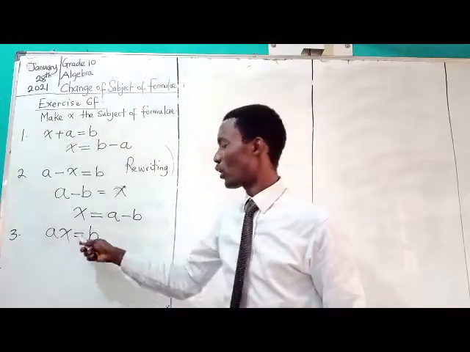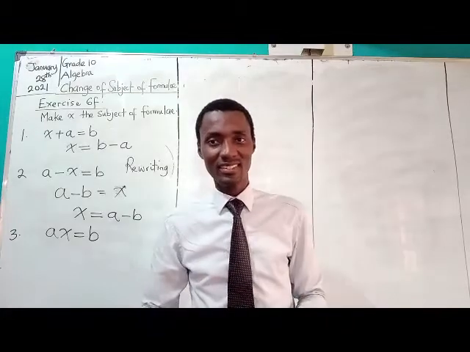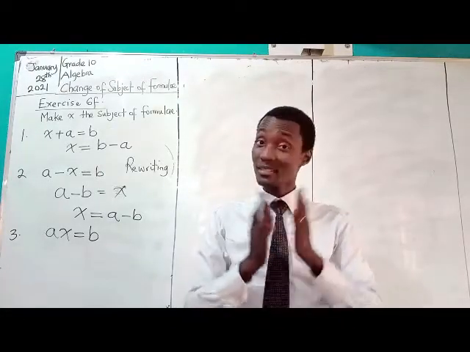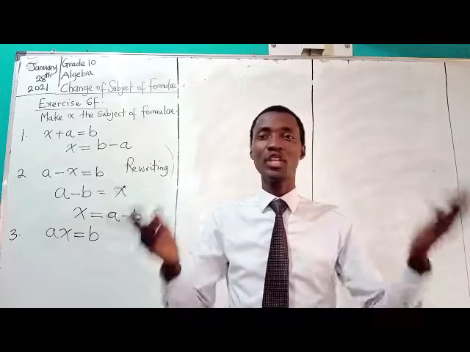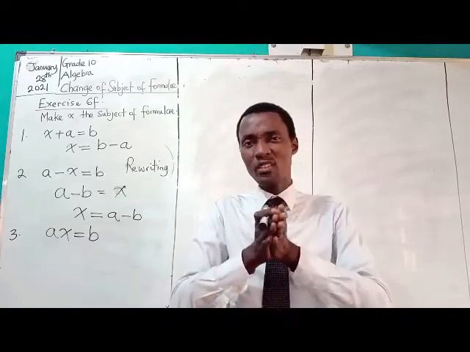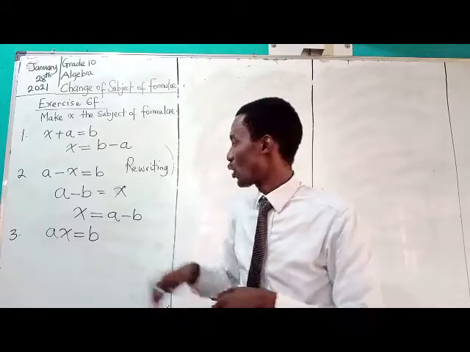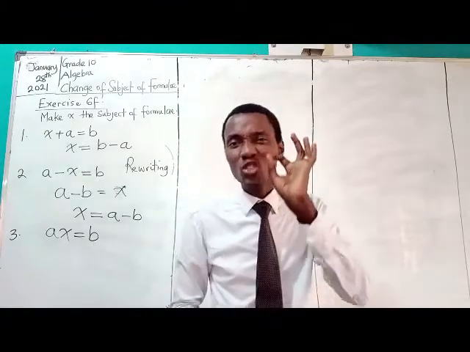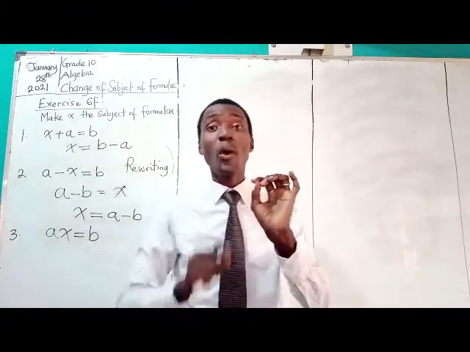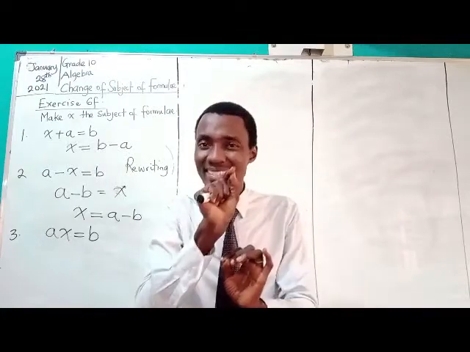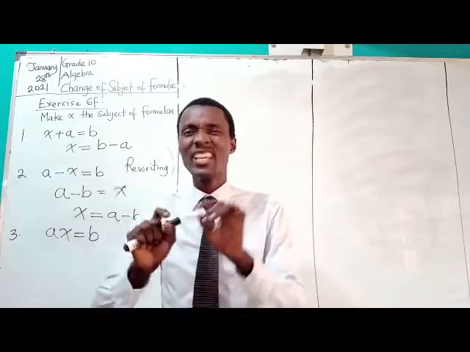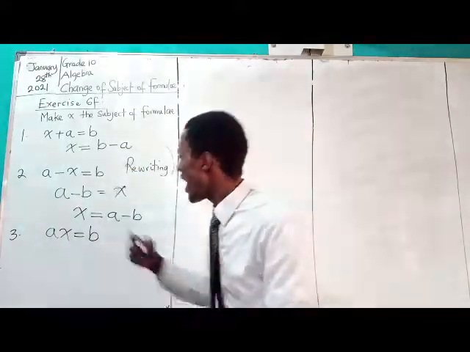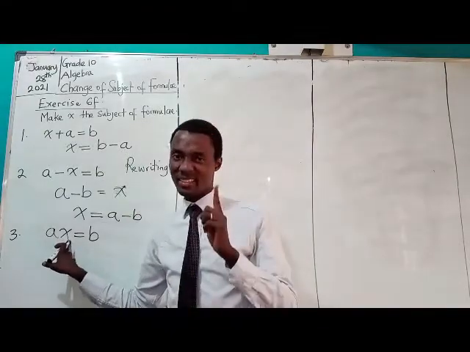Okay, we have question 3 on the board, and it says AX. AX means A times X. Let's clear this. I don't want to assume that they know it. AX means A times X equal to B. In this setup, the subject is X. So any number or letter multiplying X is called the coefficient. So A is the coefficient of X.